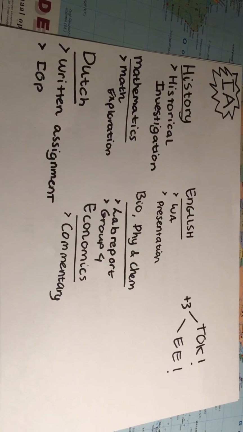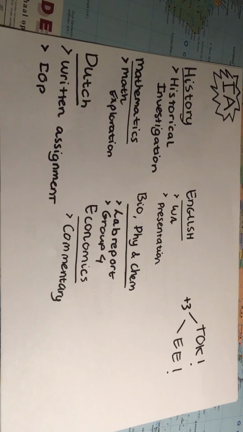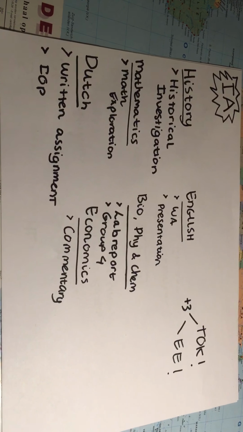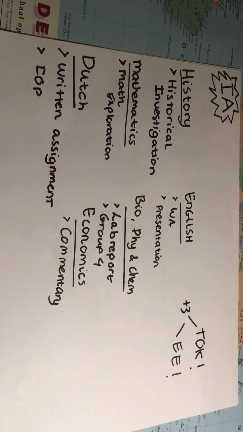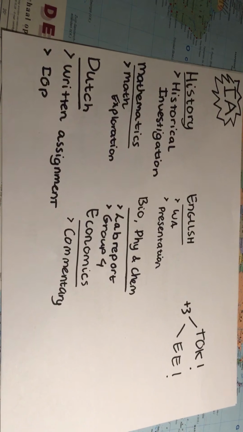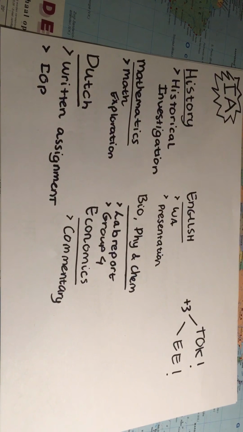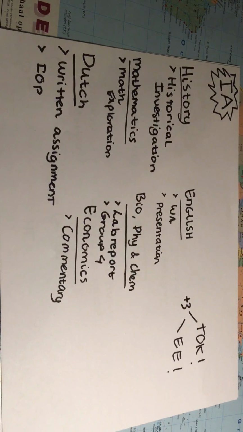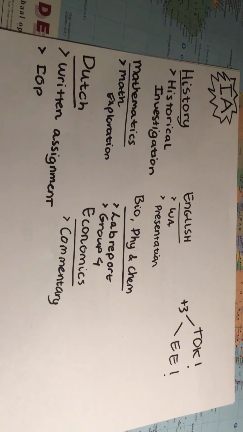And for bio, physics and chemistry, you have to write a lab report, which also takes a lot of time, but I believe you get a lot of help in class, so it should be fine. And you also have the group 4 projects, which you have to do at the end of DP1. You should not skip these projects, because then you fail DP basically, because it's mandatory.